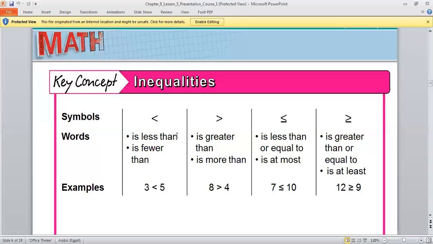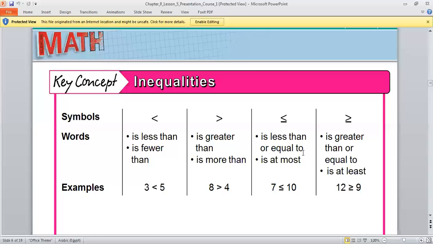Look, it opens its mouth in the direction of the right. So if you can see, the mouth of the sign opens to the right and gives its back to the left, it is less than. So the first one is less than. The second one is greater than, or I can read this one as more than. Like 8 is greater than 4, or 8 is more than 4.